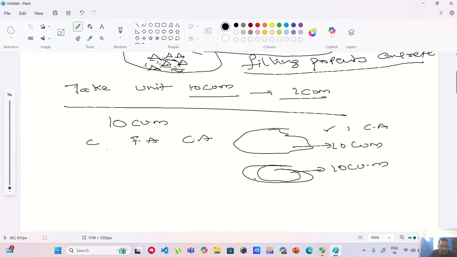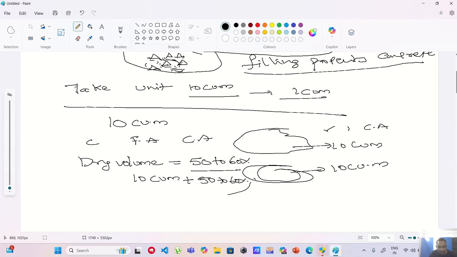For dry volume mixing, just remember this very important point. Dry volume mixing in cement concrete: you have to consider 50 to 60% as the dry mix volume. For example, we are considering 10 cubic meter, so you have to consider an extra 50 to 60% of this 10 cubic meter. You have to take that volume. Why? Because of this filling nature.